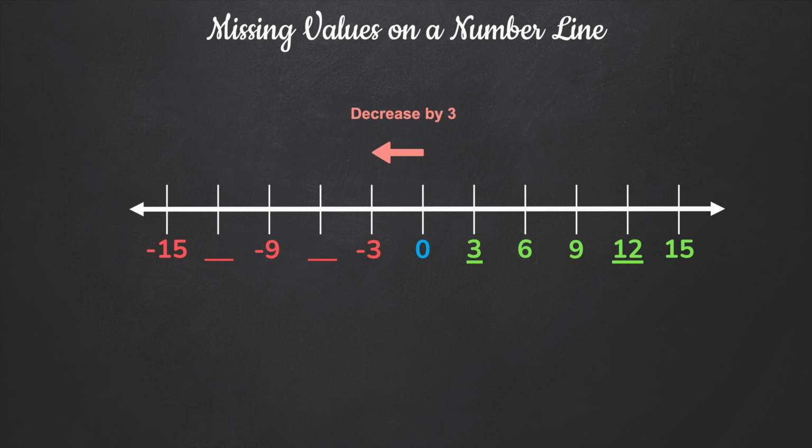So that means as we go to the left, we're going to decrease by 3. So starting at 0 and then going to the left, we have 0, negative 3, negative 6, negative 9, negative 12, negative 15.